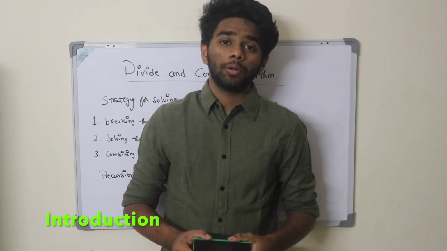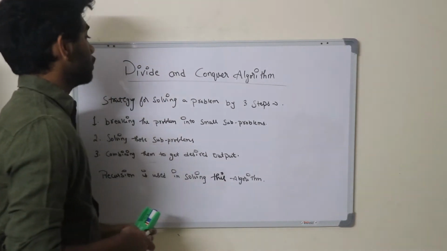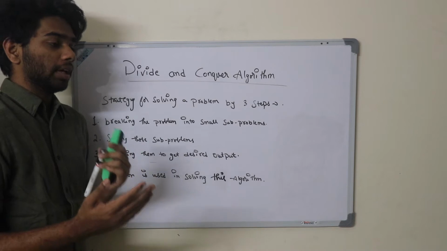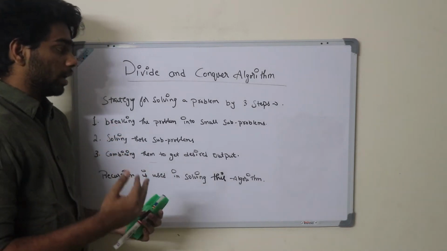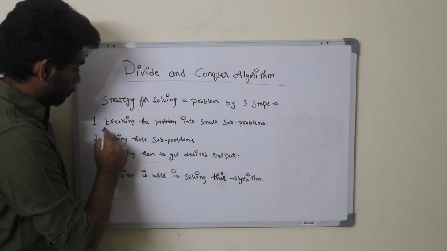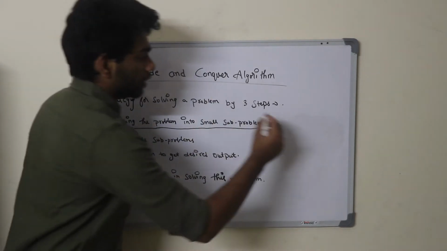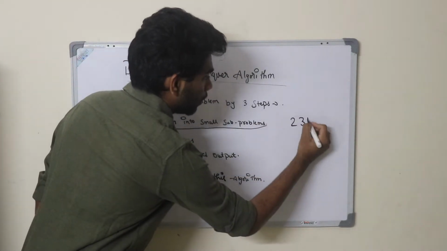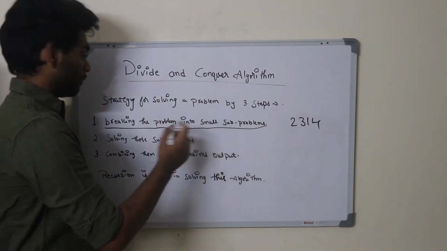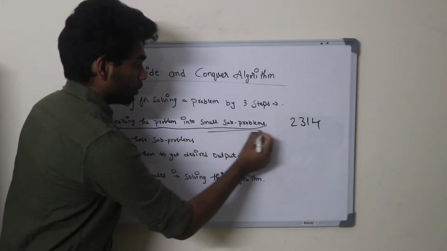Let's discuss today the divide and conquer algorithm. To solve this algorithm, we follow a strategy, a set of steps, so that we get the desired output. Firstly, we break the problem into small sub-problems. For example, if we take 2, 3, 1, 4, it's an array. When we are given this array, we just break it into small sub-problems.